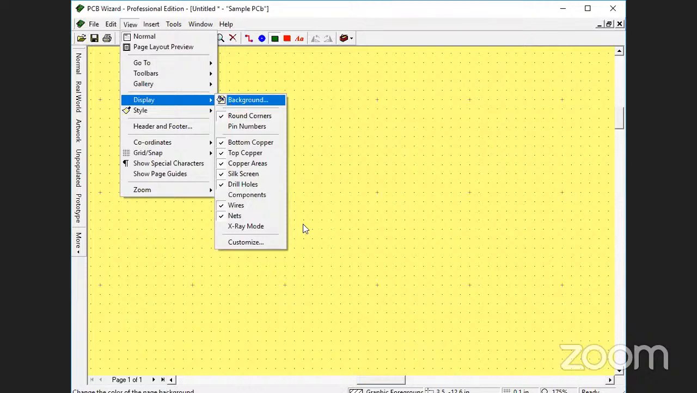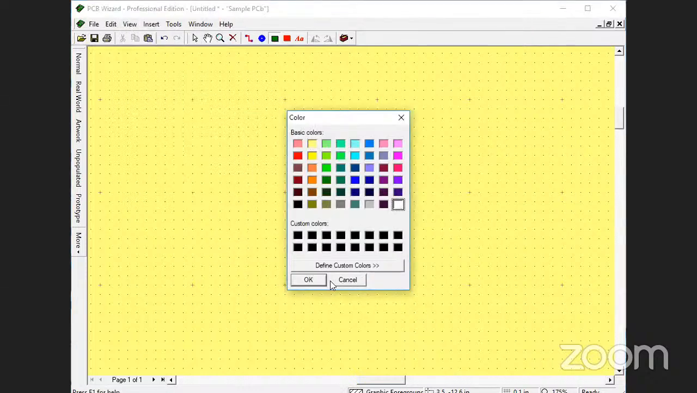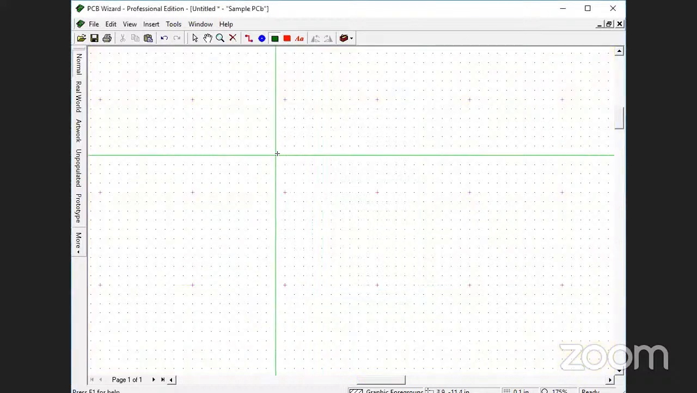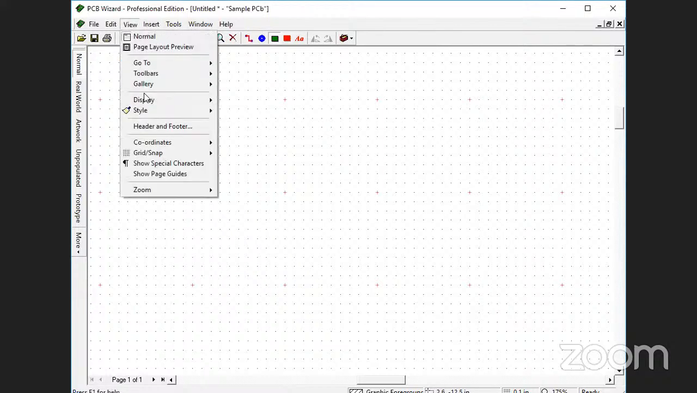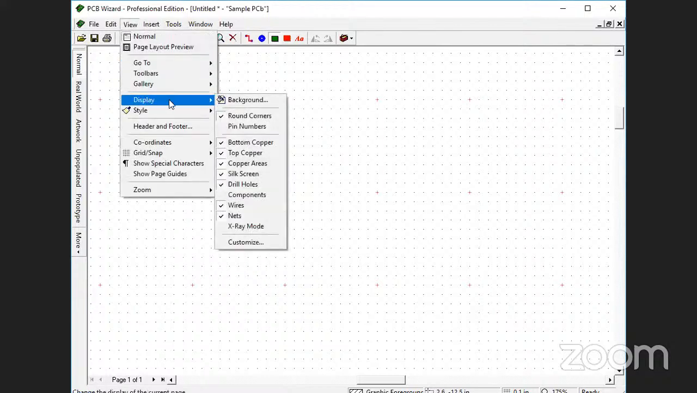So let's say I go to the background and use the default color only. The default color works very well, but somebody may have a choice of color. So if anyone wants a different background, they can add the background color from there, from the display. If you want round corners, then the corners will be presented as round corners for the component. If you want to see the pin numbers, you have to enable pin numbers for your ICs and your transistorized devices or components.